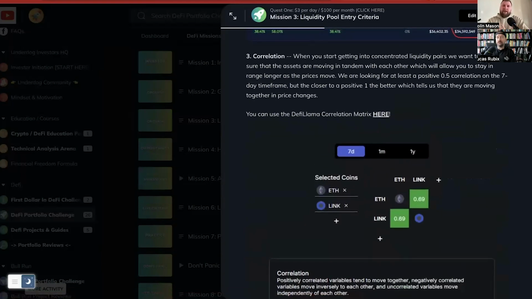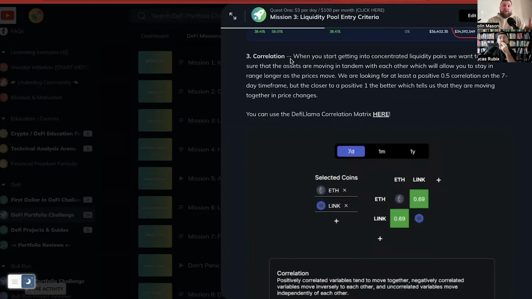The correlation, very simply, is: are the two assets that you're providing as liquidity inside of a liquidity pool moving in tandem with each other in terms of price action? This does not mean the price, like the dollar value of the assets. What it means is the price action, meaning moving up in value and moving down in value. What I mean by correlation is we ideally want these two assets to be moving together in price action.